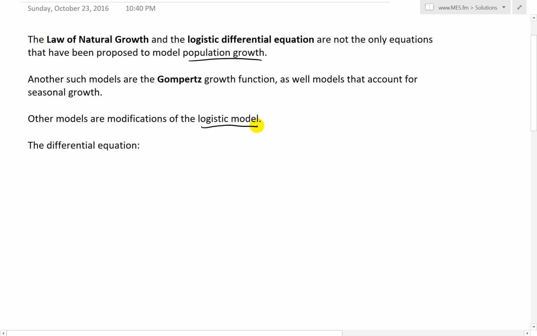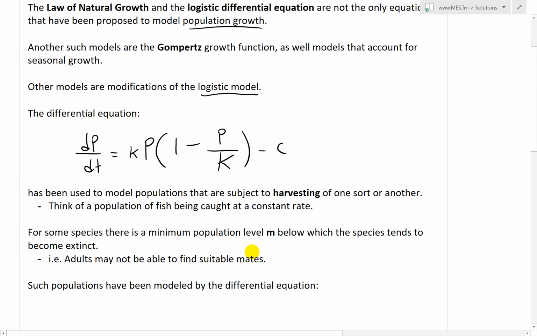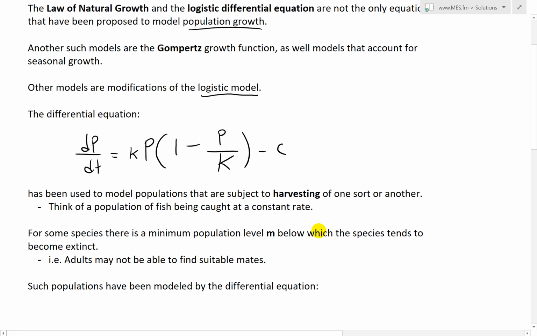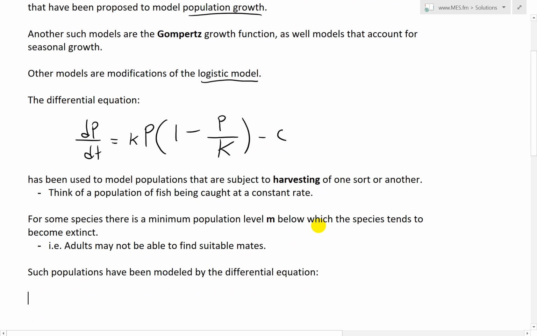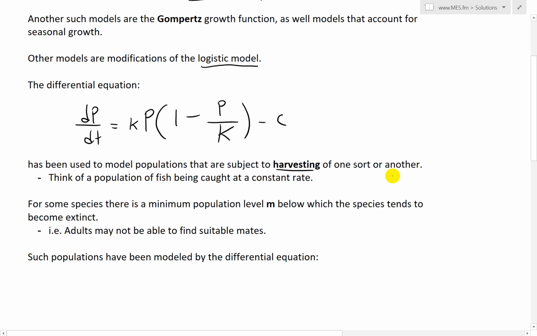For example, the differential equation dP over dt equals k times P times 1 minus P over capital K. That's the carrying capacity. So this is the logistic equation, but a modification of it is minus a constant c. And now what this constant does and what this overall model does, it's been used to model populations that are subject to harvesting, or in other words, just collecting the crop of one sort or another.